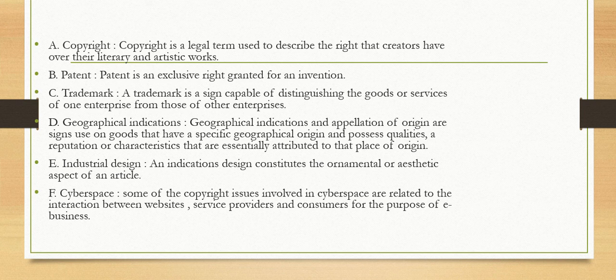The next one is cyberspace. Some of the copyright issues involved in cyberspace are related to the interaction between websites, service providers, and consumers for the purpose of e-business. These include linking, framing, and caching. Legal, economic and public policy research should be undertaken to determine the extent to which intellectual property rights have to be protected in cyberspace. So basically coming up with fake websites, all that needs to be reduced. Examples of cyberspace could be Amazon, Flipkart, etc.